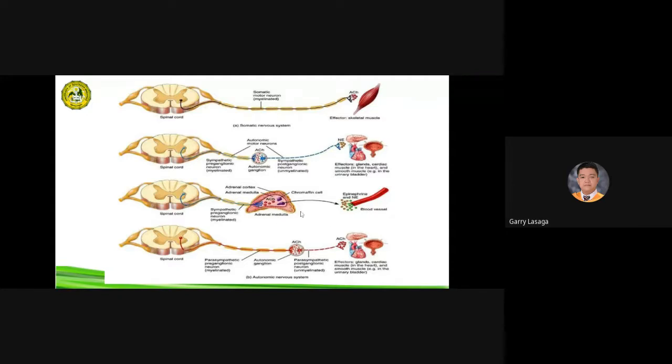For the adrenal medulla, we have here our sympathetic nerve, particularly the splanchnic nerve, and we have here the adrenal medulla, and we don't have the postganglionic nerve, because the adrenal medulla is the one that will release the catecholamines, the norepinephrine and the epinephrine, to act on different target tissues.